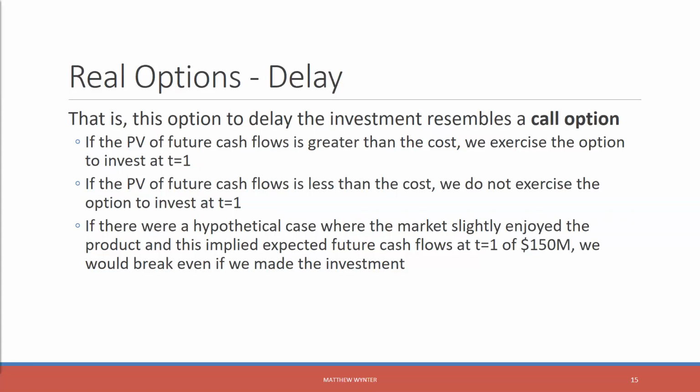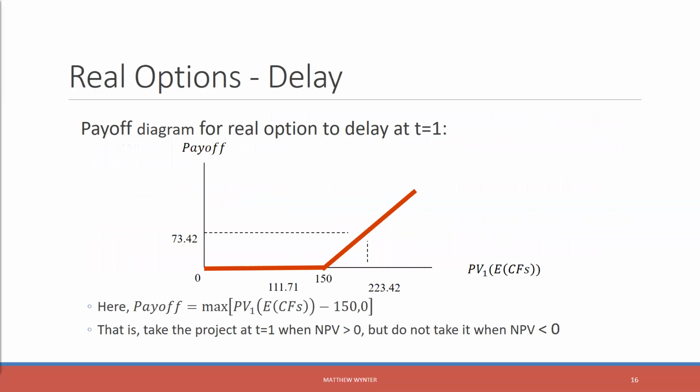If there were a hypothetical case where the market slightly enjoyed the product, and this implied expected future cash flows at time t equal 1 of 150 million, we would break even if we made the investment. So this very much resembles a call option. Why? Okay. On our horizontal axis, we have the expected payoff from our cash flows. And on our vertical axis, we have the payoff from exercising our actual option. Okay, so we can notice the present value of our expected cash flows.